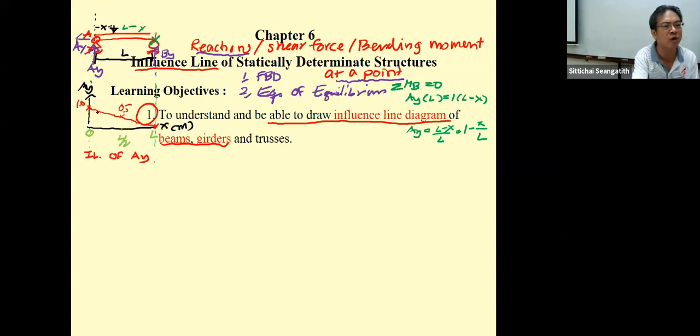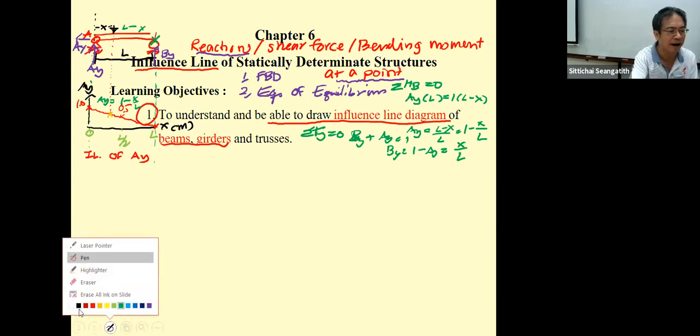It shows the value of A sub Y when the 1.0 unit load is applied at this X. If you draw it, the coordinate here is 1 minus X over L. And then if you do the summation of F sub y equal to 0, B sub y plus A sub y equals 1. Then B sub y is 1 minus A sub y, and you get this to be X over L.